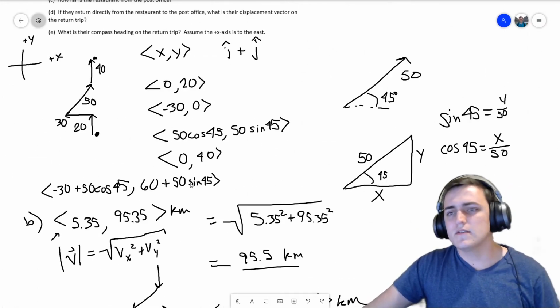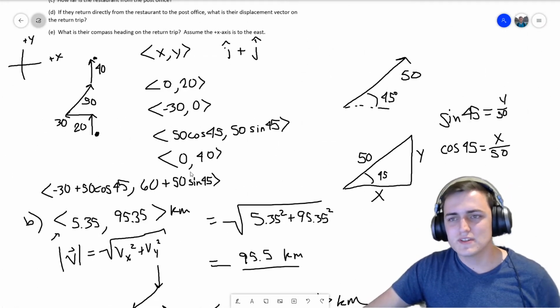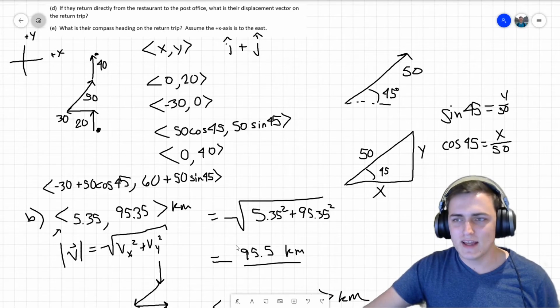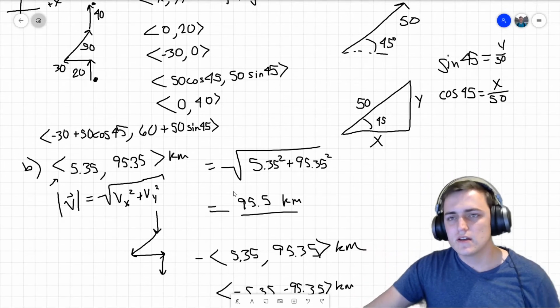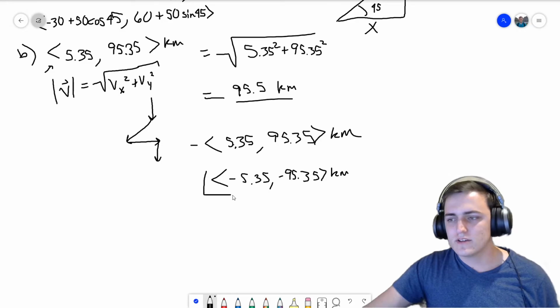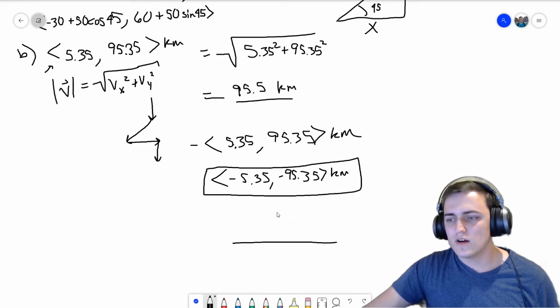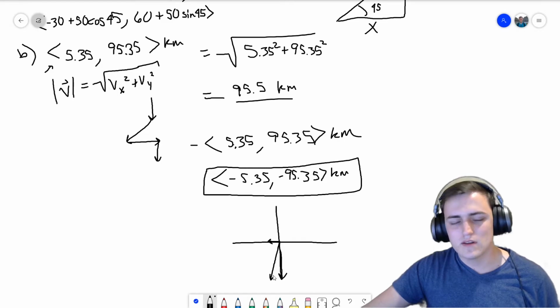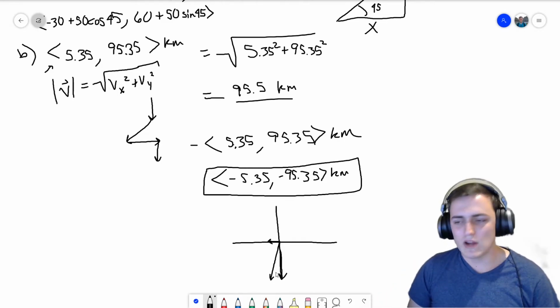So for part E, it asks, what is their compass heading on the return trip? And it says assume positive x-axis is to the east, which we did. So what is their compass heading? Well, this is their return trip vector. And so if we were to draw said vector, we would have a slight negative in the x-axis component, just a little bit there, and a very large negative y component. So that resulting vector is going to be a pretty steep arrow pointing down.